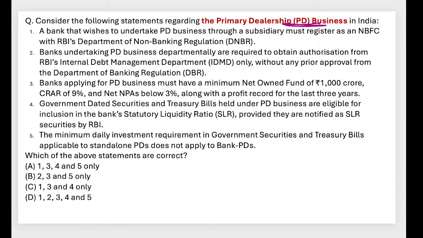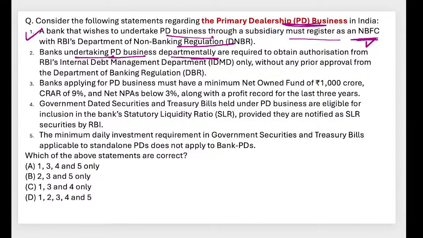A bank that wishes to undertake primary dealership business through a subsidiary must register as an NBFC with RBI, Department of Non-Banking Regulations, DNBR. 100% true. Banks can be of 2 types. This is a standalone PD. So as a bank, if you are starting your own standalone PD, you have to first register as an NBFC with DNBR. The other one is a bank undertaking PD business departmentally.